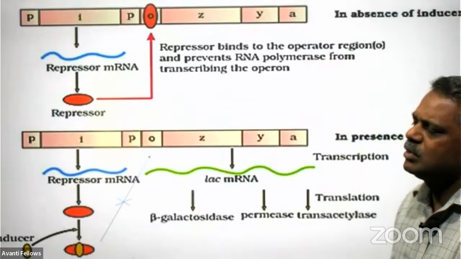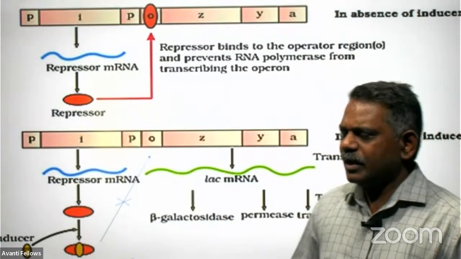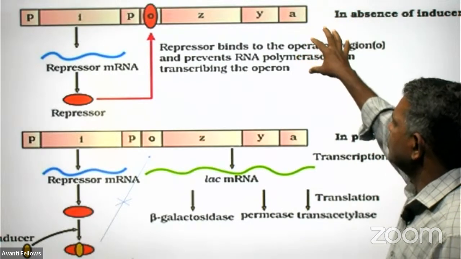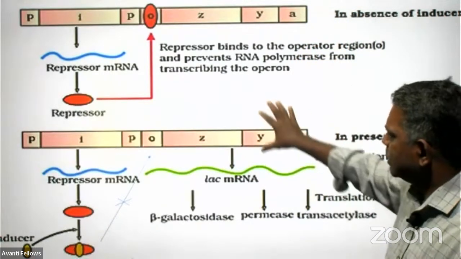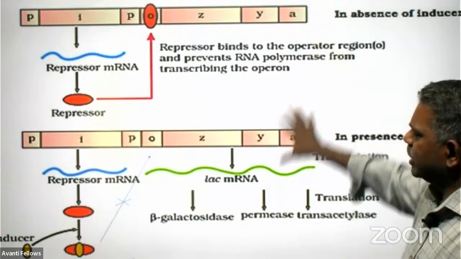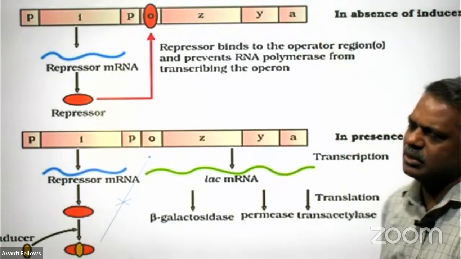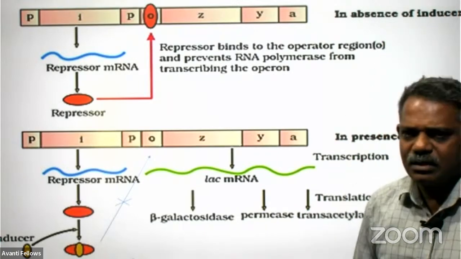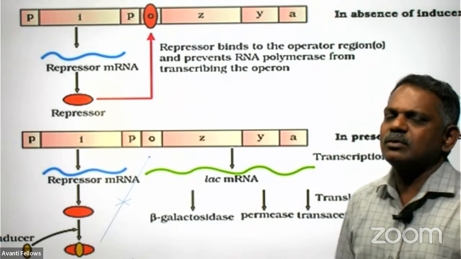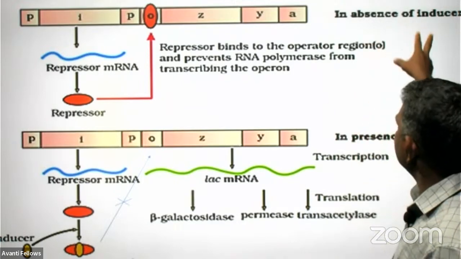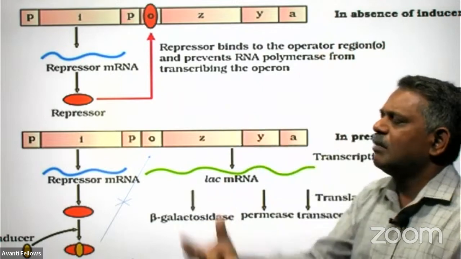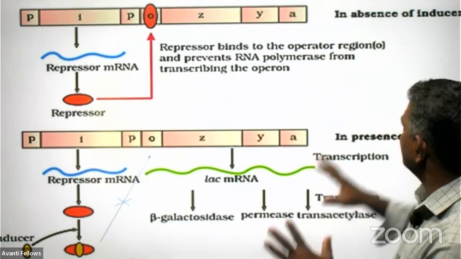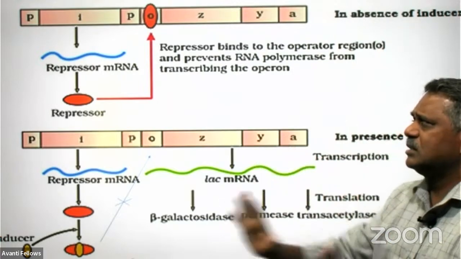Then let us see how it works. There are two things mentioned here. One is in the absence of inducer, and another one is the presence of inducer. There are two diagrams. This is the diagram given in your textbook. Here, which one is the inducer? Inducer is lactose only. In the absence of inducer, it means whenever we put this E. coli in water, not in the lactose medium, lactose is absent, inducer is absent.